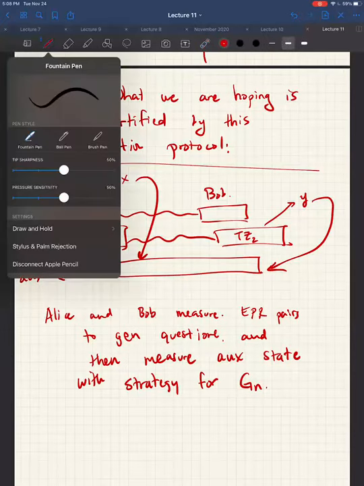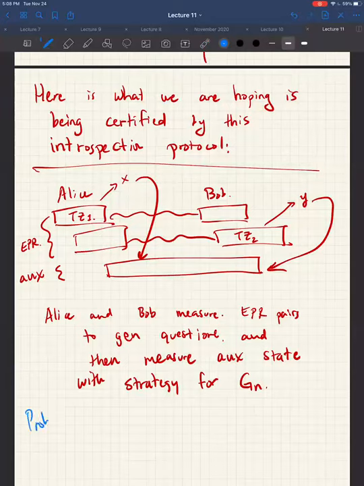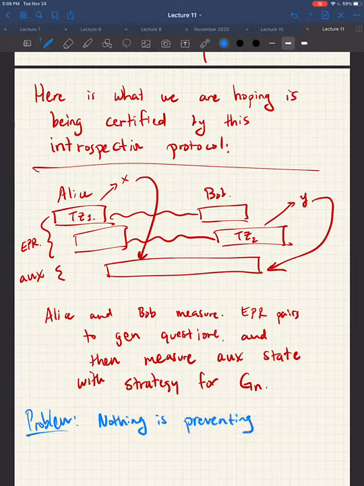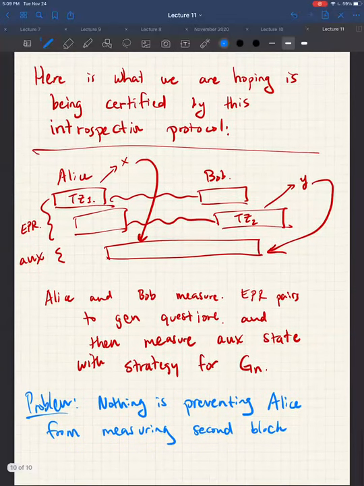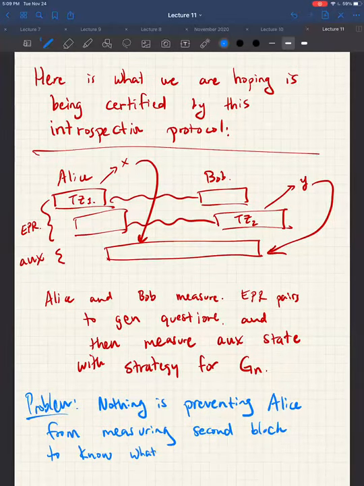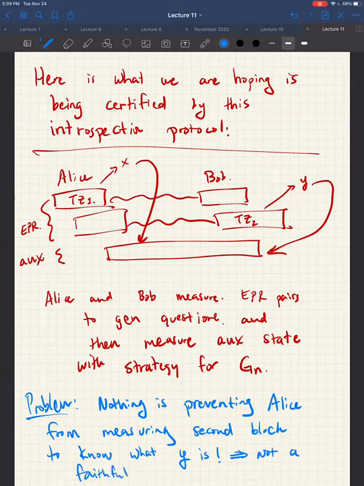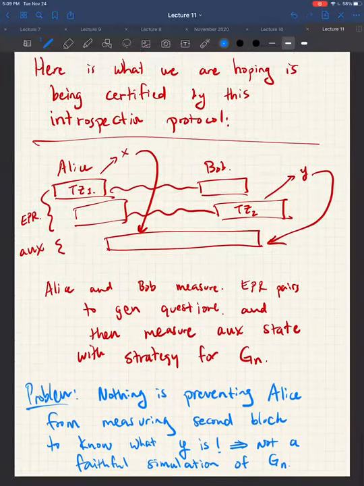So this is the final problem in this question reduction that we have to deal with. The problem is that nothing is preventing Alice or Bob from measuring the second block to know what Y is. So this would imply it's not a faithful simulation of the original game G sub n. Okay, so we keep on running into problems, but we're going to fix them.